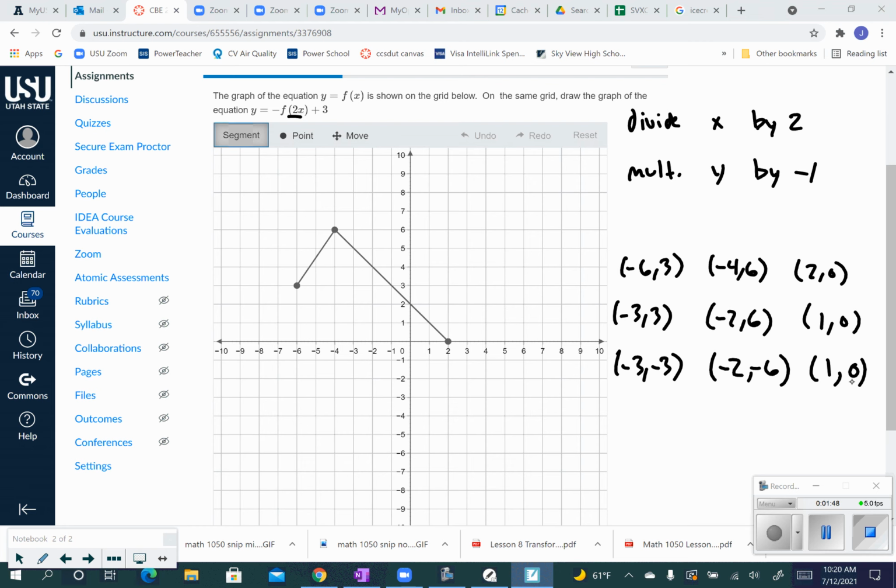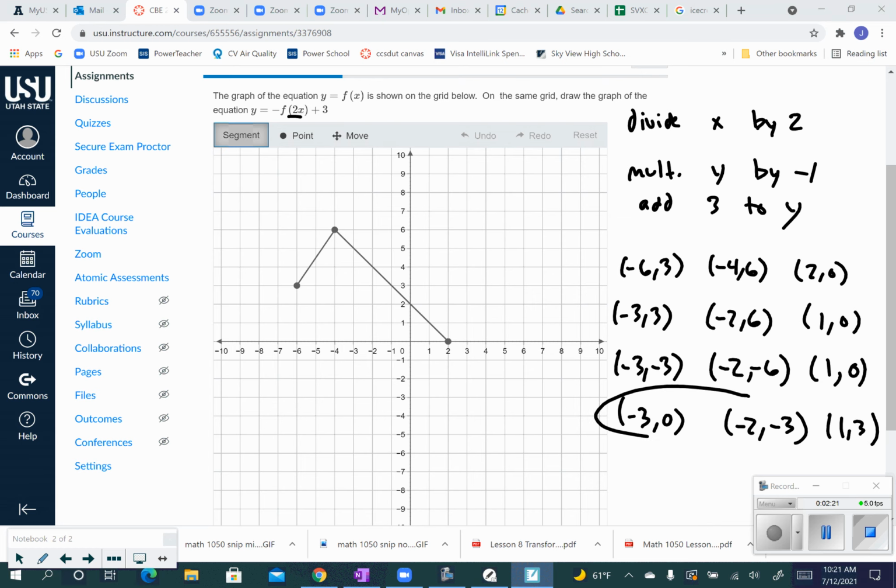is still 0. Okay, the last thing is I got that plus 3. That plus 3 is going to move it up 3. To move it up 3, I add 3 to all the y's. So now I'm going to have negative 3, 0, negative 2, negative 3, and 1, 3. Okay, when I get done, I ought to have a graph that's been compressed horizontally by a factor of 2. It's been reflected across the x-axis vertically, and it's been shifted up 3.